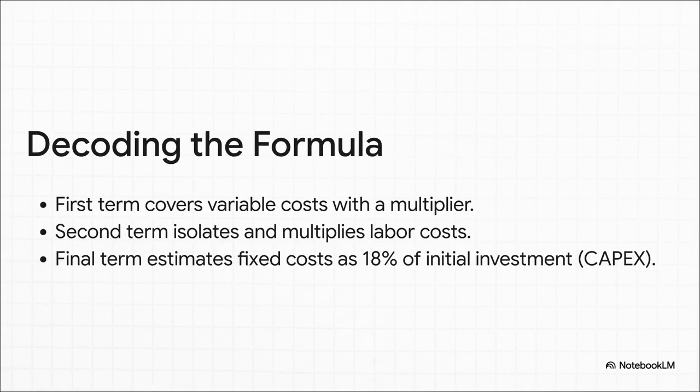So let's decode this thing. That first chunk, that handles your big variable costs, materials, utilities, and tacks on a little multiplier. The second part zeroes in on your labor costs. But the last term, this is the really clever bit. It estimates all your other fixed costs, like maintenance, by just taking a slice, about 18% of your original CAPEX. How smart is that? It's a fantastic shortcut.